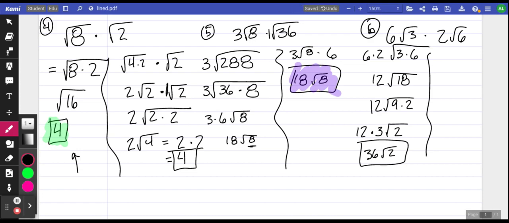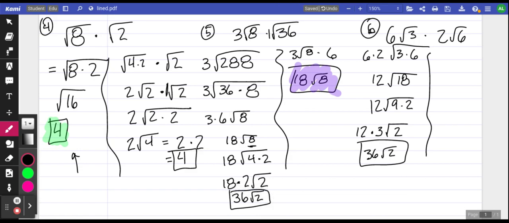Alright, so really I should have said that since I can break 8 into 4 and 2, I'm not quite done. All right, square root of 4 ends up being 2, so 18 times 2, and then I have this square root of 2, and then I can multiply those, so 18 times 2, I get 36, so it's 36 square root of 2.